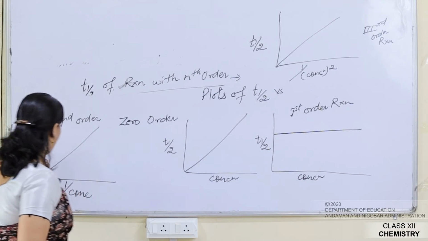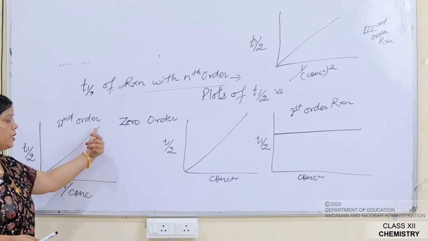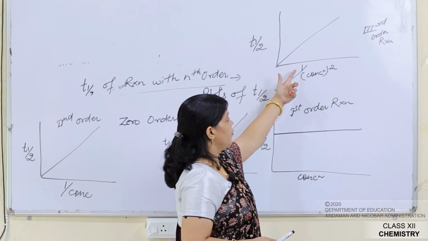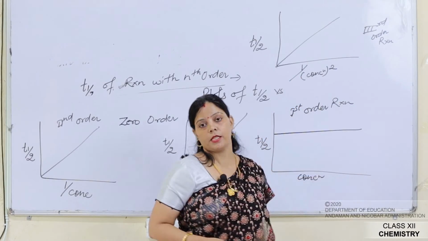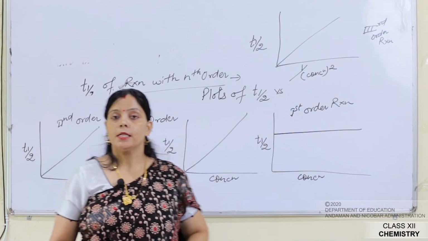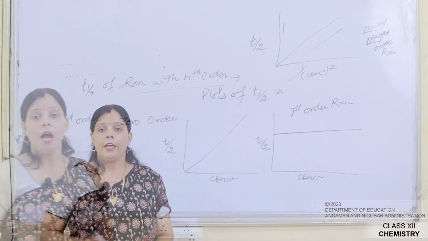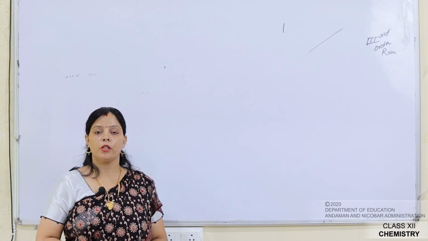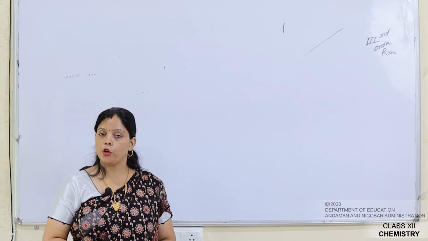And when the plot between T half and 1 by concentration is a straight line, it is a second order. And when the plot between T half versus 1 by concentration square is a straight line, then this is for the third order reaction. In addition to calculating the T half, we can calculate the time required for the completion of different fractions of the reaction.